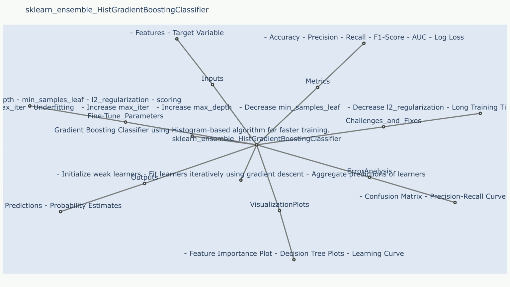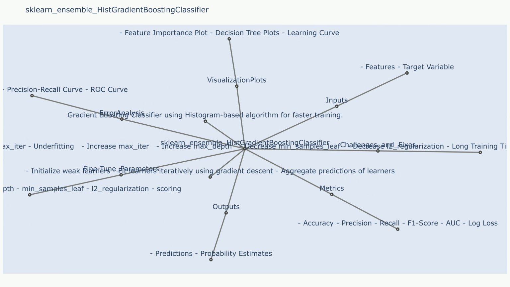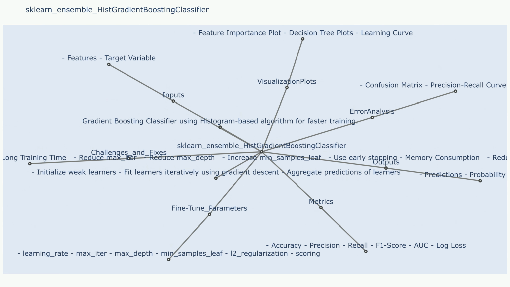Uncertainty methods. Confidence interval provides an estimate of the range of possible values for the predicted probabilities, capturing the uncertainty in the model's predictions. Predictive entropy quantifies the uncertainty in the model's predictions by measuring the expected information gained from observing the true label. Challenges and fixes.